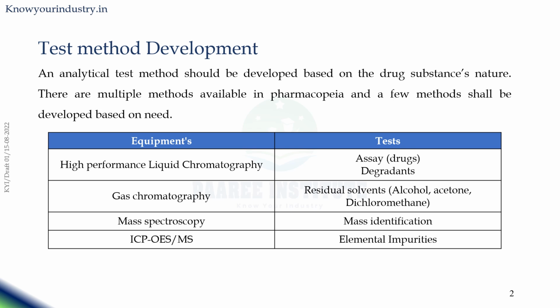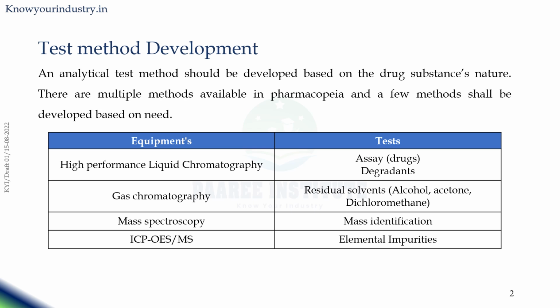HPLC, which is high performance liquid chromatography, is being used to quantify a drug substance assay, degradations, and impurities. Gas chromatography also is being used to quantify residual solvents, and certain levels of headspace can also be quantified using gas chromatography. Mass spectroscopy is being used for mass identification, because basically this is used as an identification tool for many peptide components.